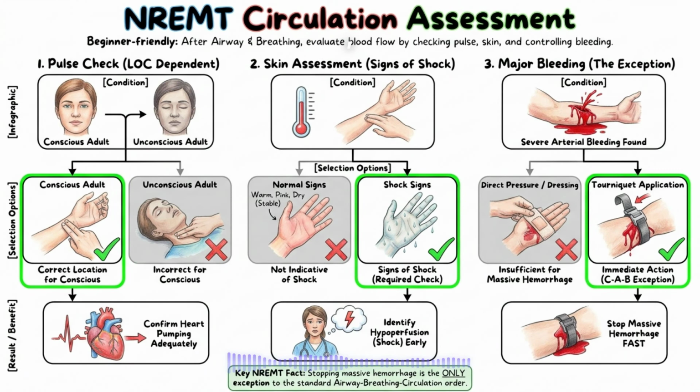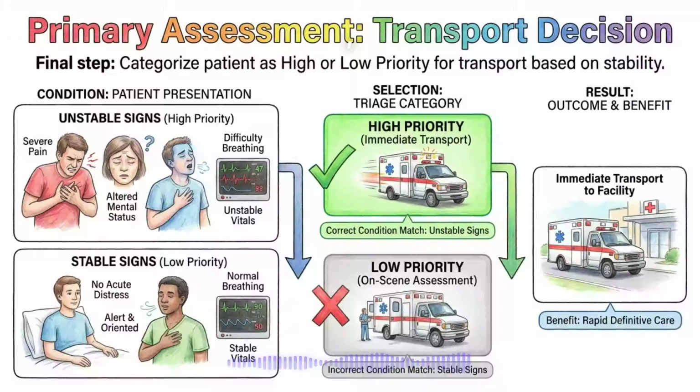You will also assess the skin color, temperature, and condition, looking for signs of shock like pale, cool, and clammy skin. If you find severe arterial bleeding, you must apply a tourniquet immediately, as stopping massive hemorrhage is the only exception to the traditional airway, breathing, and circulation order.